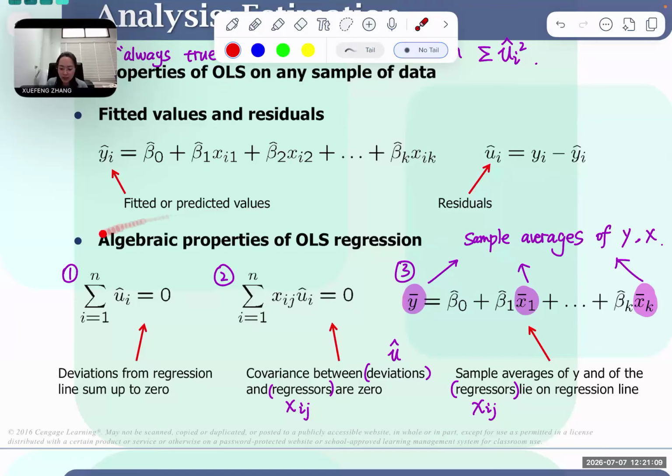Those three are properties. None of this requires any assumption. It's guaranteed by construction, just like a balance scale that's always perfectly level by definition of how you build it. The real assumption, the one that lets us say OLS is unbiased, will come next.